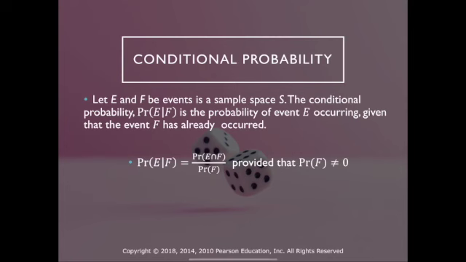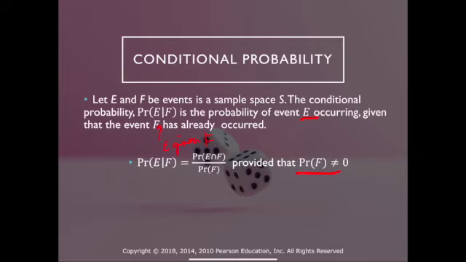So what is conditional probability? Conditional probability is the probability that an event occurs given that something else has already occurred. Let E and F be events in our sample space. The conditional probability of E given F, written E bar F, is the probability of E occurring given that F has already occurred. It's also important that the probability of F doesn't equal 0. It has to be something that could occur.